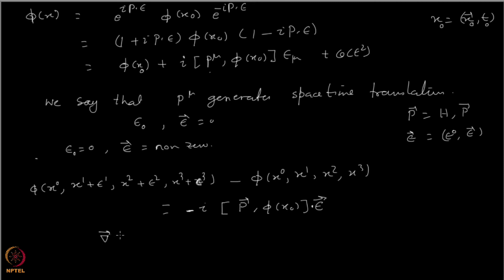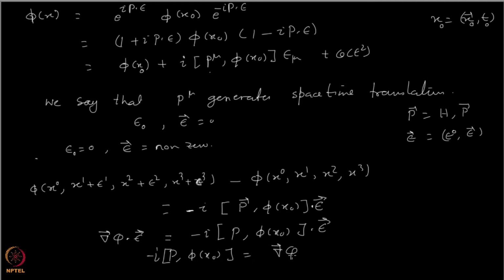You get divergence of phi dot epsilon. Yes, I am doing a Taylor expansion here. It is equal to minus i p phi x naught dot epsilon, which tells you that the commutator of p with phi x naught is minus i times the gradient of phi. So, you see that p generates space translation. So, we say that this momentum generates space translations.